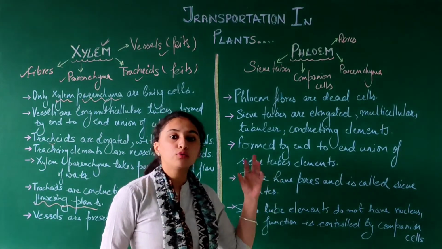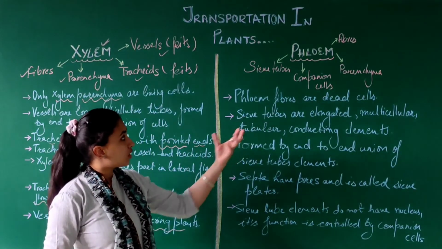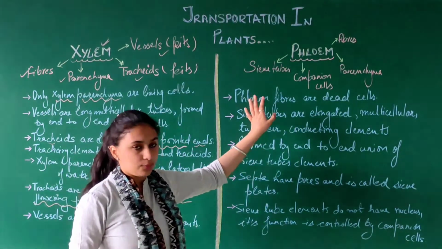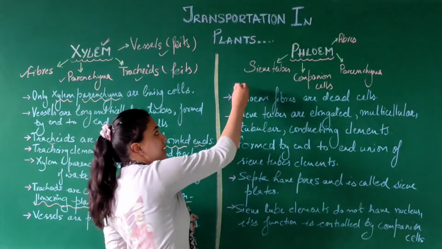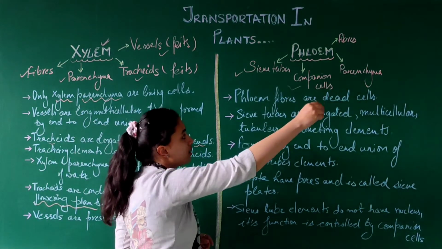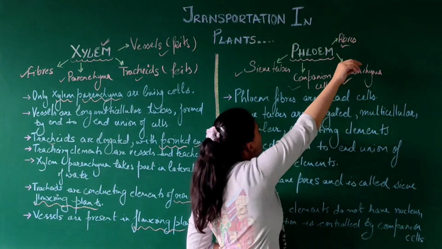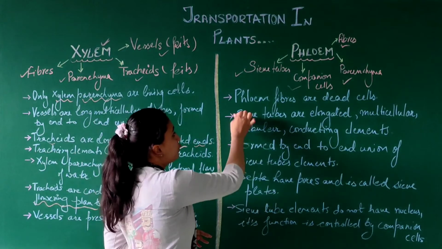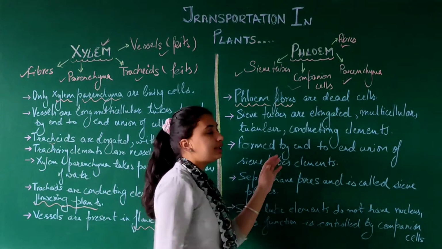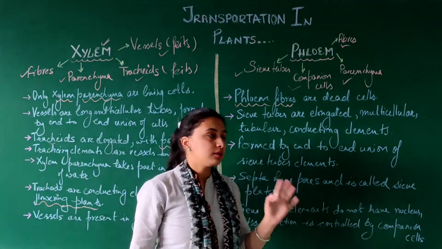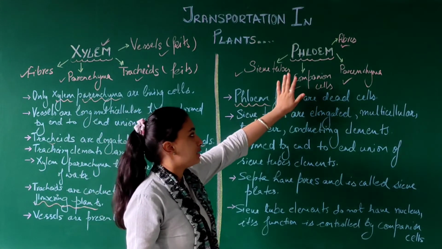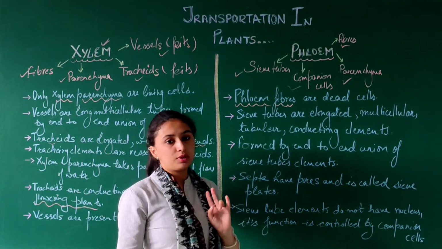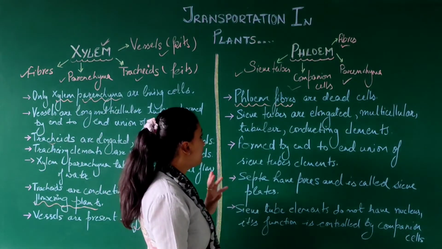Now let us see phloem. After xylem, let's talk about phloem. Like xylem, phloem is also made up of 4 types of cells. These are sieve tubes, companion cells, phloem parenchyma and phloem fiber. Out of these 4 types of cells, phloem fibers are the only dead cells; the others, sieve tubes, companion cells and phloem parenchyma, are living cells.